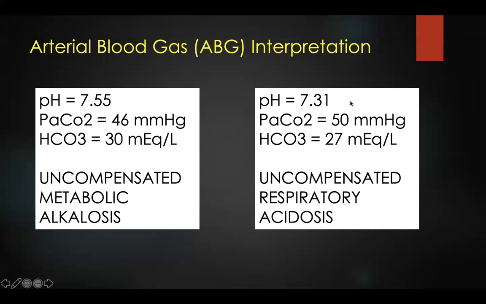So that is respiratory acidosis. You have a problem in CO2, that is respiratory. If you have a problem with bicarbonate, that is metabolic. Since the one that is responsible for the acidic pH is PaCO2, this is respiratory acidosis. Now, what type of respiratory acidosis? This is uncompensated because your pH value is not within the normal range.